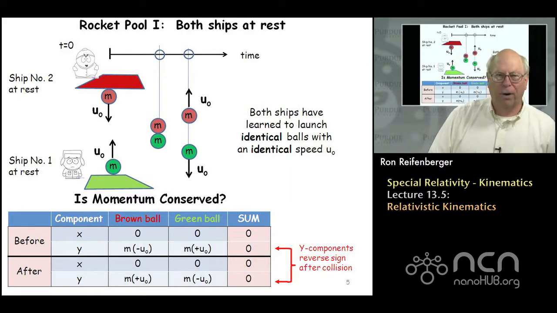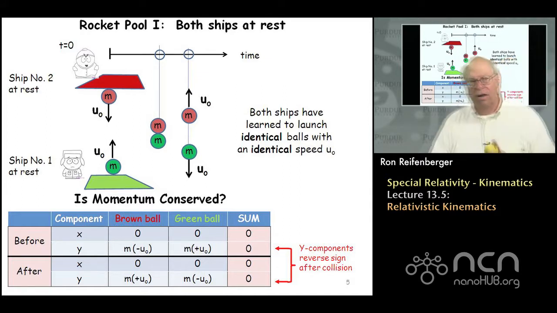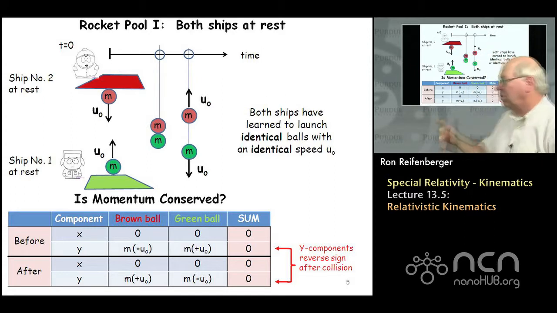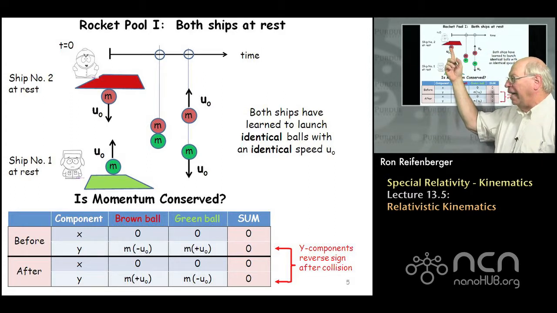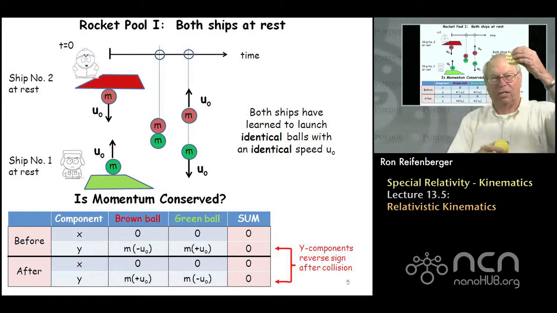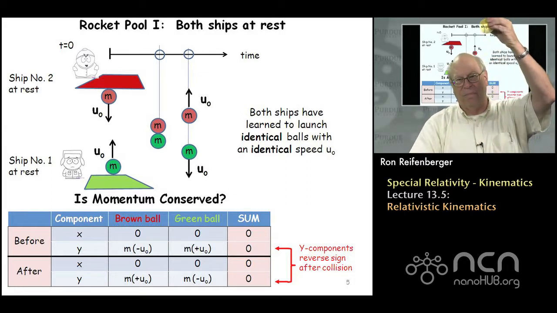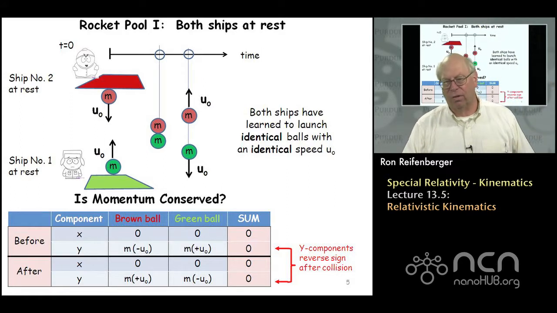In this first experiment, the rocket ships are at rest with respect to one another, so there's no velocity. What the rocket ships do is simply launch the masses toward each other. The brown ship launches its mass downward at a velocity u0. The green ship launches its mass upward at a speed u0. The two objects collide, and then they rebound and go back to their rocket ships.